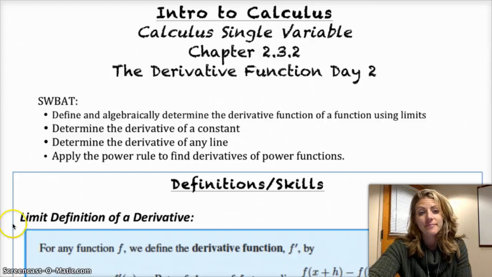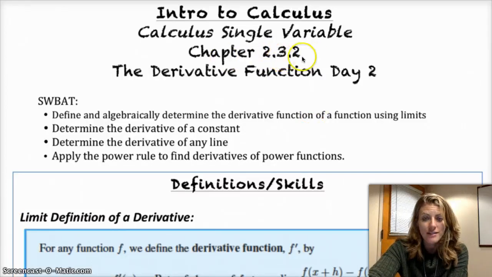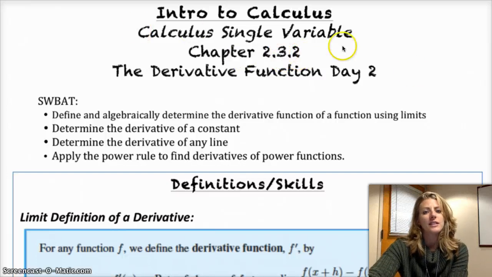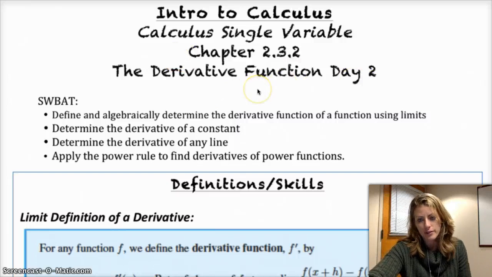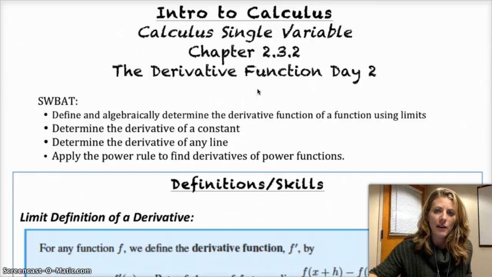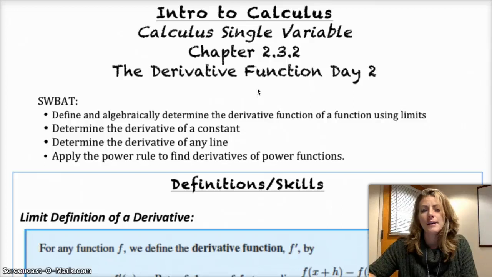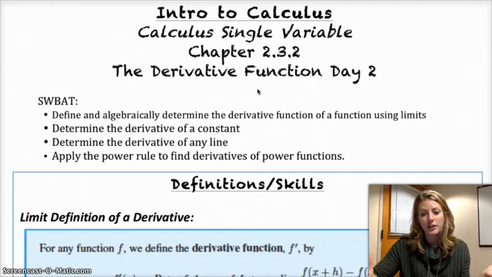So anyways, we are moving on to Chapter 2, Section 3, Day 2 of Calculus a Single Variable, and we are going to be doing the second day of the derivative function. The first day, 2.3.1, was about how to graph the derivative function, and today we're going to talk about algebraically how to get the derivative function. That's going to be our goal, and after I show you the long way to do it, I'm going to give you a couple shortcuts for a few different types of functions.